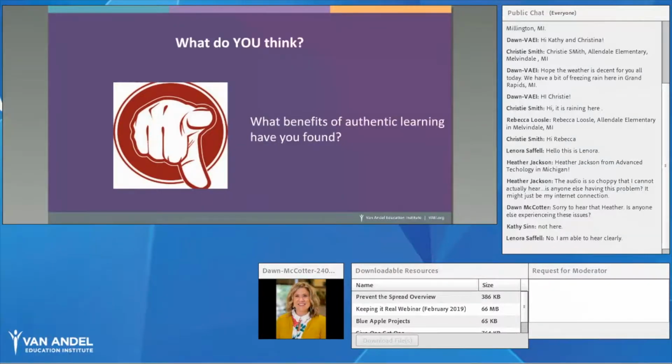So what do you think? What benefits of authentic learning have you found? Have you used authentic learning in your classroom? If you've done so, what types of things have you done? I'd like to take a minute or so to see what types of ideas we can share.